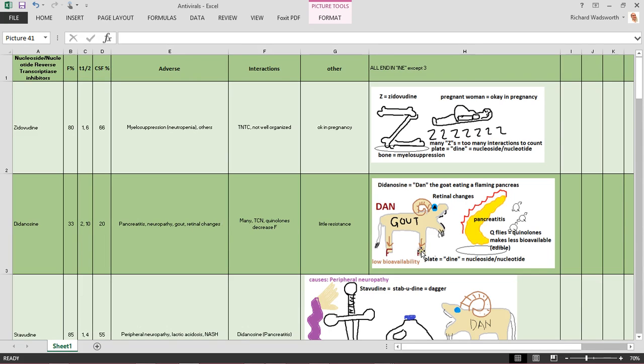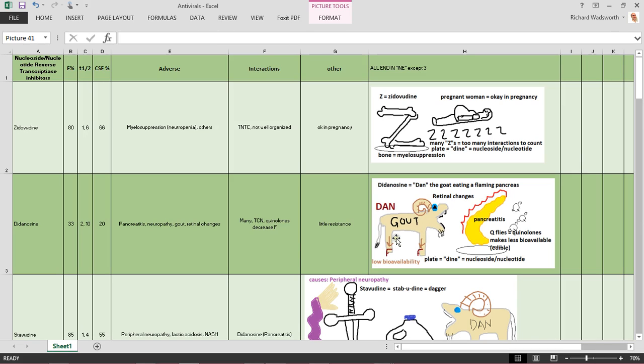So this is a little weird. This is a goat named Dan over here. Oh, by the way, I probably should finish. His interactions are many, including quinolones, which decrease its bioavailability, and it has little resistance effects.